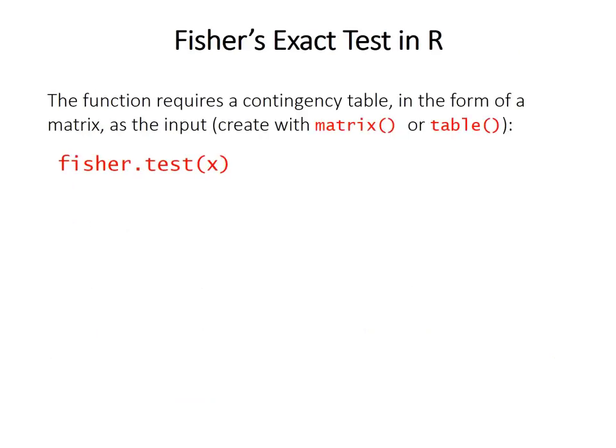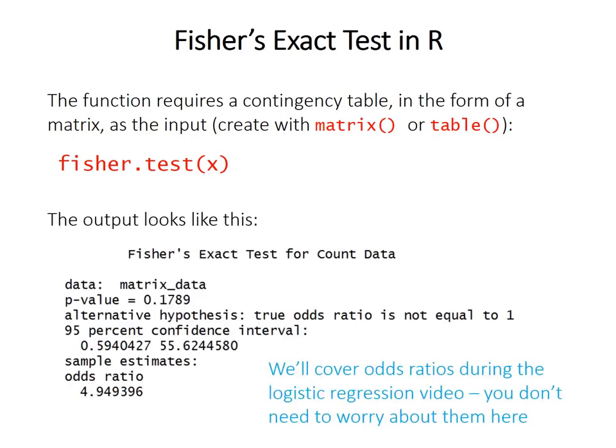So the R function is called fisher.test, and it requires a single contingency table as the input. And you'll typically have to make that table yourself, either using the function matrix or the function table, which you'll learn in class. And the output will look like this, at least for a 2x2 contingency table it will. The p-values are really the key thing to focus on, and for now you can ignore the odds ratio statistics.